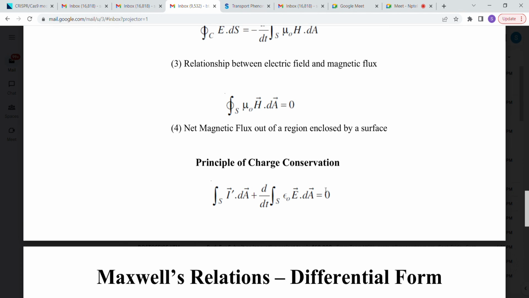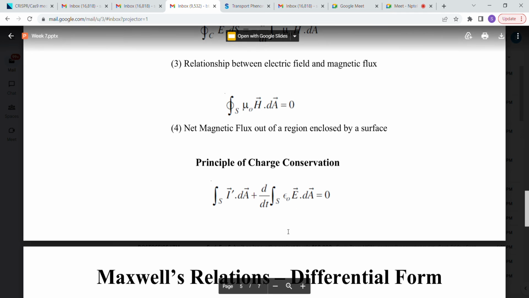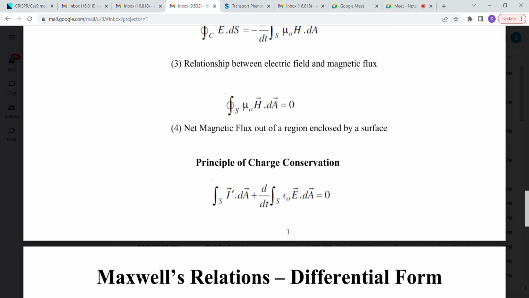You take this term to this side, so this plus that is equal to 0. If you go into this in detail, these integral terms are substituted in terms of phi, and I don't want to go into that. Those are in the textbook as well as in the lecture. Please go through that.